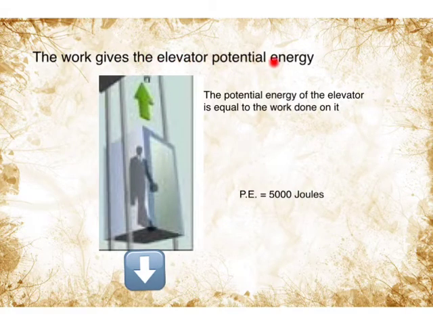When we do this work, we're going to change the energy of the elevator. And the work gives the elevator potential energy. The potential energy that the elevator gets when it rises up is exactly equal to the work done on it. So if we did 5,000 joules of work to move the elevator up 10 meters, then the elevator has a potential energy of 5,000 joules. They are exactly equal.